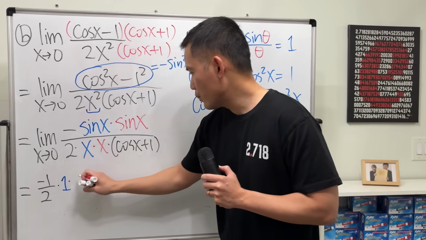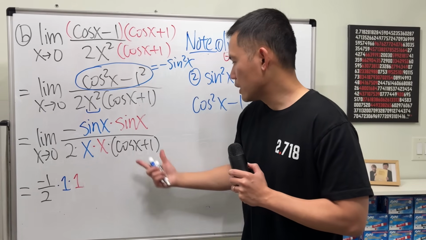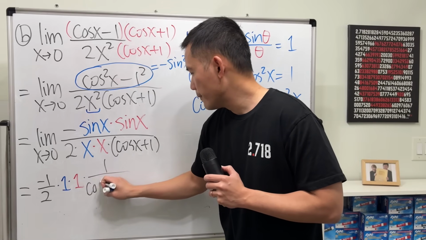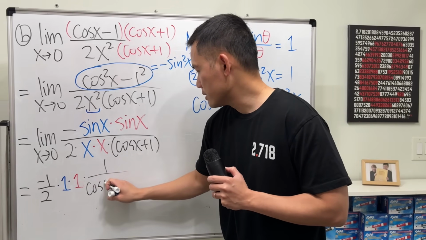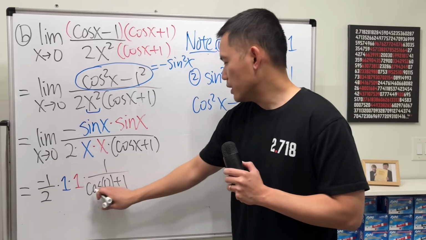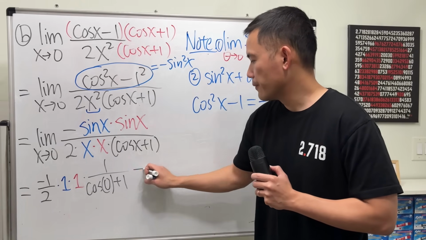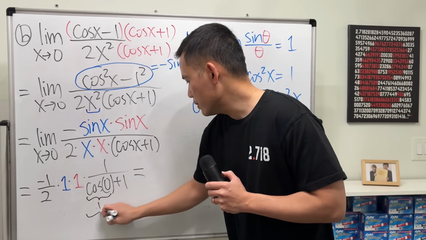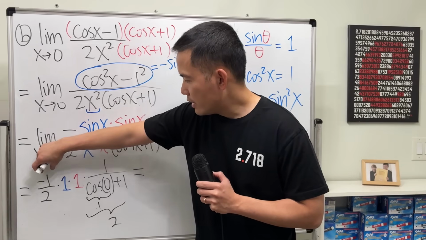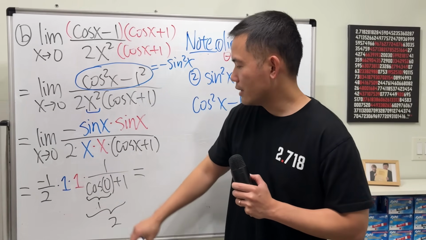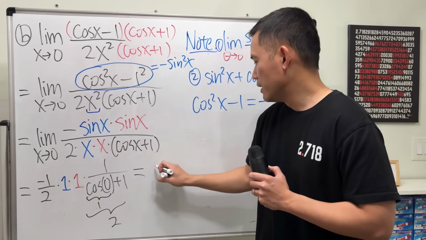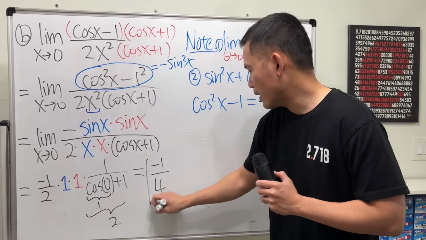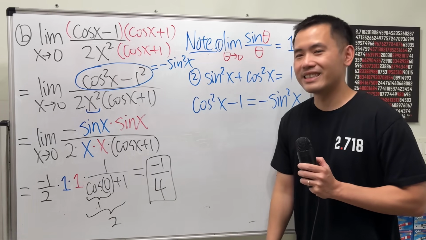And for the red one, we have another 1. But don't forget, we still have this factor, which is 1 over cosine x plus 1, which we will just plug in 0. We get a nice number, so right here it works. This right here is 1 plus 1, which is 2. So we have negative 1/2 times 1 times 1 times 1/2. So we have negative 1 on the top over 4 on the bottom. And that will be the answer, just like that.